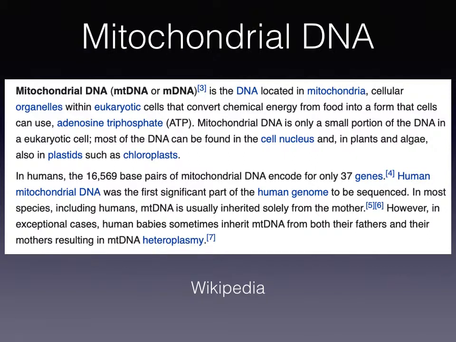But what I want to point out, it says here in humans, the 16,569 base pairs of mitochondrial DNA code for only 37 genes. Okay, human mitochondrial DNA was the first significant part of the human genome to be sequenced. In most species, including humans, mitochondrial DNA is usually inherited, watch this, solely from the mother. Very important thing to note.